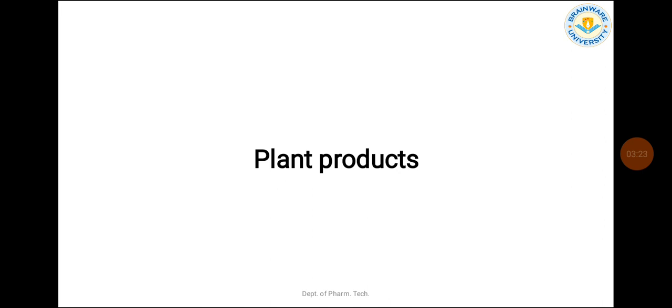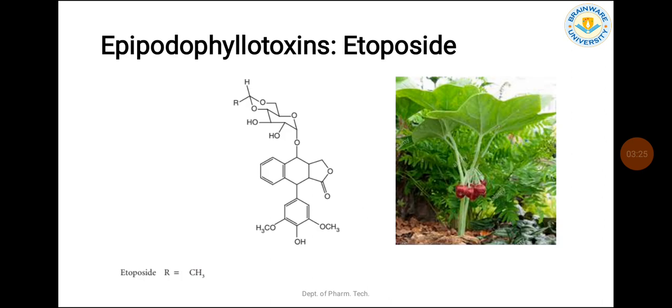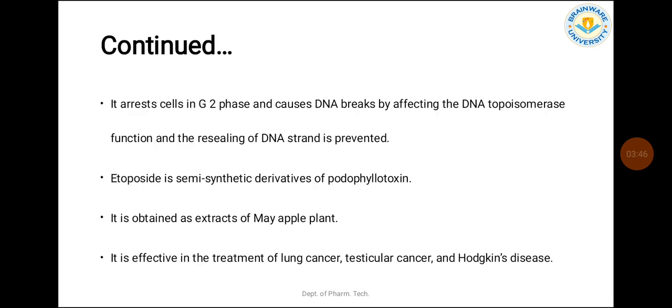Now coming to the next category, that is the plant products. So that is the epipodophyllotoxin, known as etoposide. Etoposide is a complex structure: aminoglycoside is present, and a benzene containing OCH3, with three rings. You have seen the structure as well as the plant from where we are getting this. It arrests the cells in G2 phase and causes DNA breaks by affecting the DNA topoisomerase function, and resealing of the DNA strand is prevented.